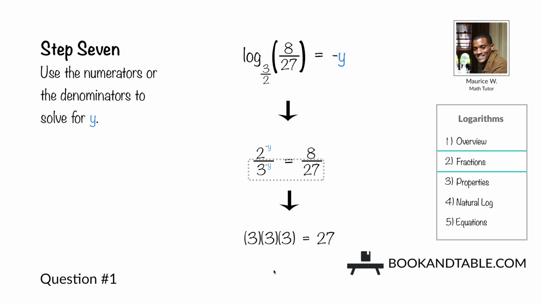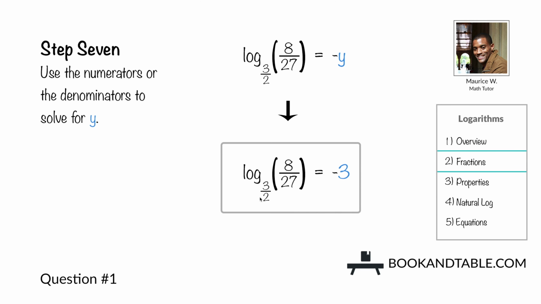Or if you use the denominators instead, we want to find how many times you multiply 3 times itself to get 27. And again, we find that y is equal to 3. So if y is equal to 3, that lets us know that a log of base 3/2 of 8/27 is equal to negative 3. That is the answer to question number 1.